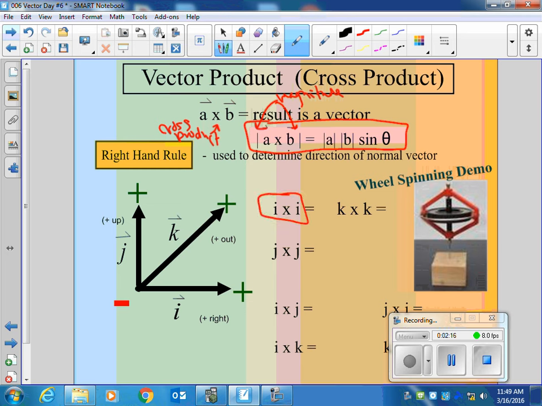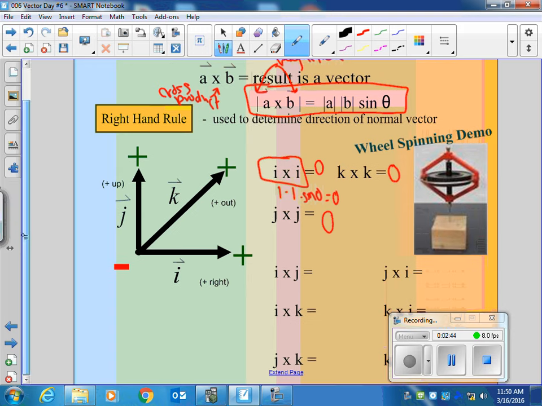If you took I cross I, two in the I directions, magnitude of a unit vector is 1. What's the angle between two X directions or I directions? 0, right? So what's the sine of 0? That's 0. So all the I cross I's, K cross K's, J cross J's are going to be 0. But what's interesting is when you do I cross J, you have 1 times 1 times the sine of, what's the angle between I and J? 90. So what's the sine of 90? 1. So all of these are going to be 1, as long as they don't match up, I cross I or J cross J.